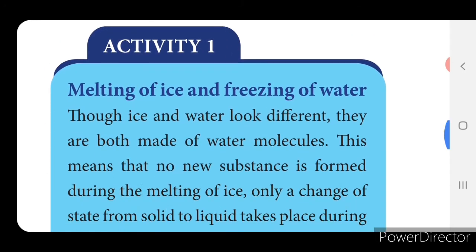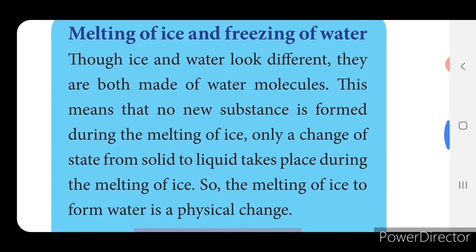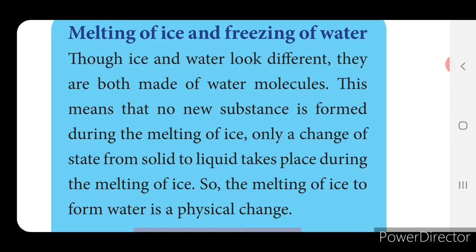So here the activity is the melting of ice and freezing of water. Though ice and water look different, they are both made up of water molecules. This means that no new substance is formed during the melting of ice. Only the change of state from solid to liquid is taking place, or liquid to solid. Melting of ice means solid to liquid. Freezing of water means liquid to solid. So the melting of ice to form water is a physical change.